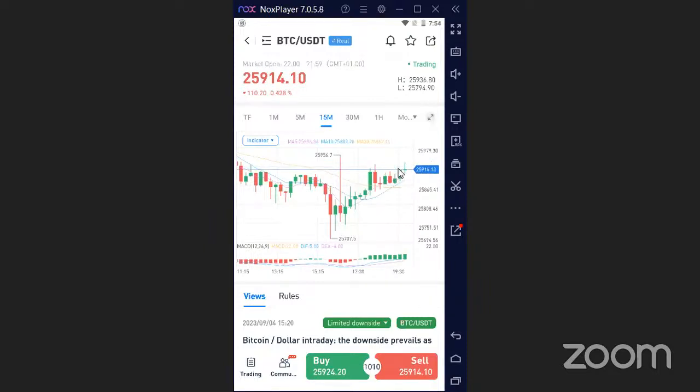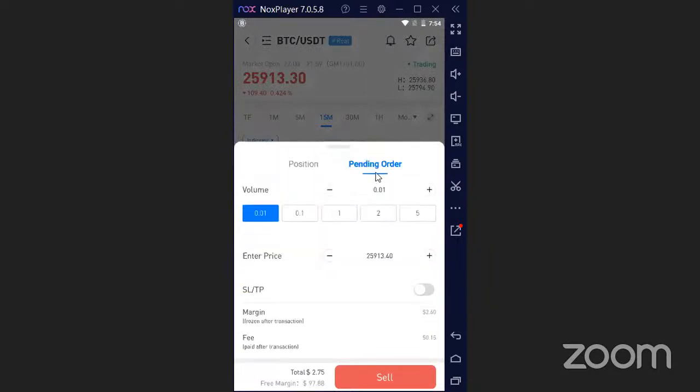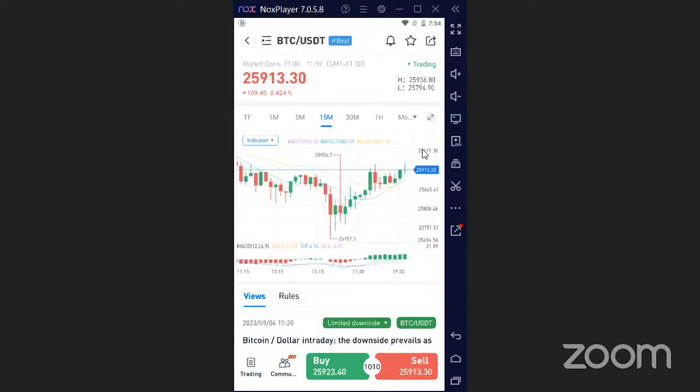And to set this, what do you do? You come to your sell here and then set a sell limit. Then come to your pending order here, then set this number right here. This is how you set a pending order for a sell limit. A pending order is a market that is not yet executed. So when it gets to that point, it starts to sell. That is what a pending order is.